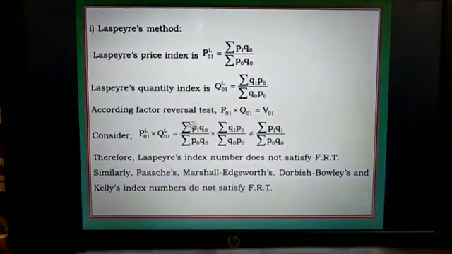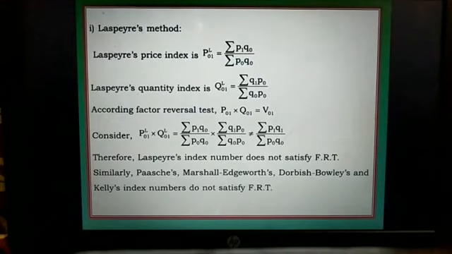So first, Laspeyres' method, let it be considered. Laspeyres' price index number formula we know already: P01L is equal to sum of P1 Q0 divided by sum of P0 Q0, and Q0 is the weight applied. So this is Laspeyres' price index number.